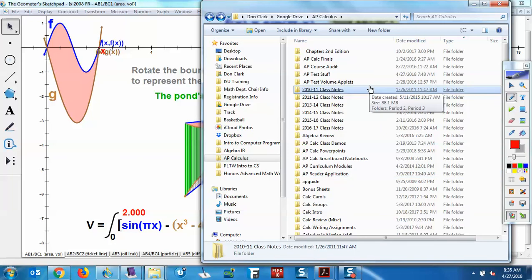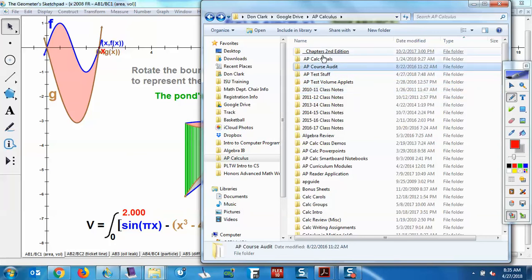The question was asked about the scale for the final, and as soon as I find it, I'll show it to you.